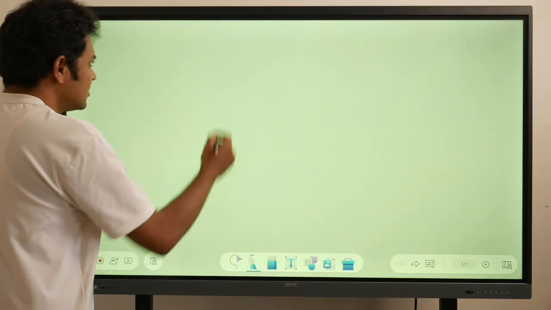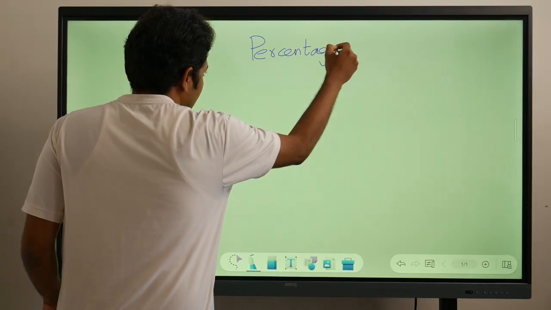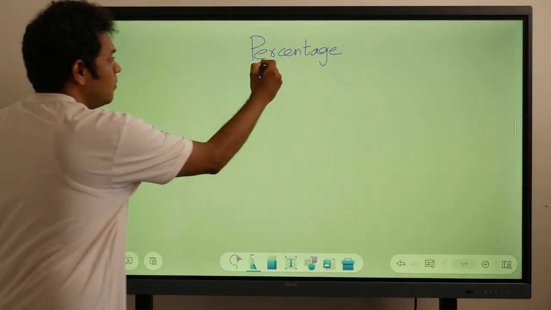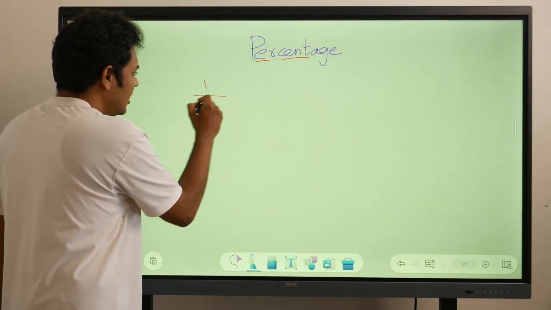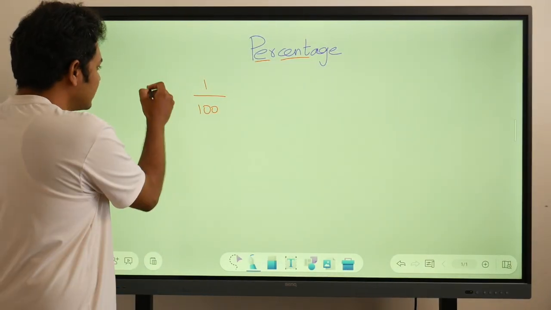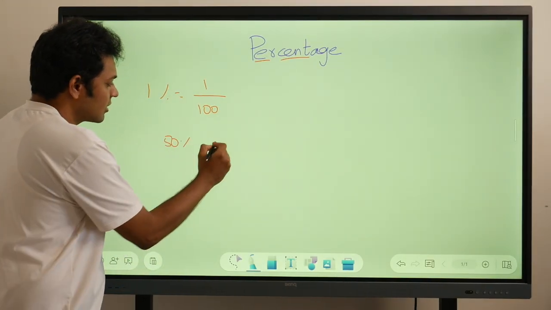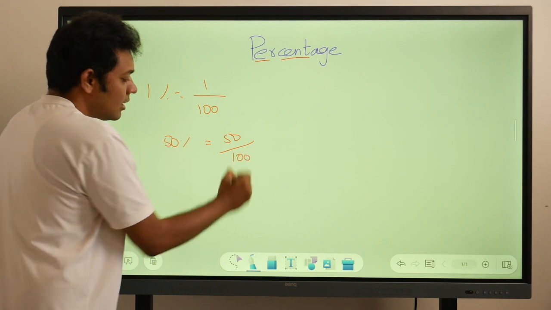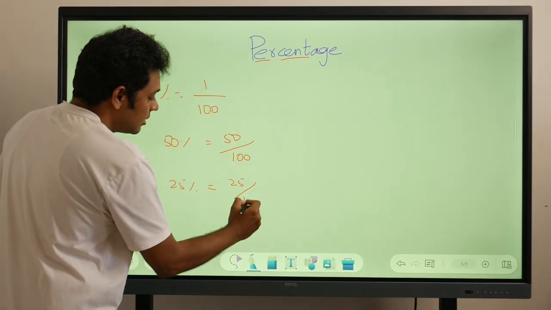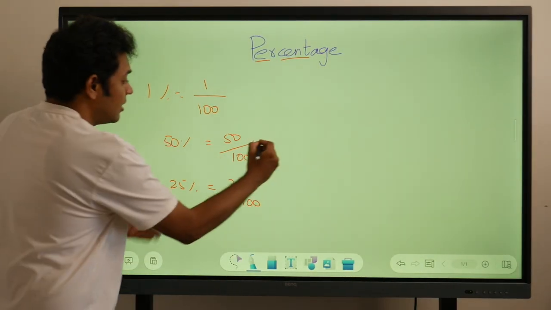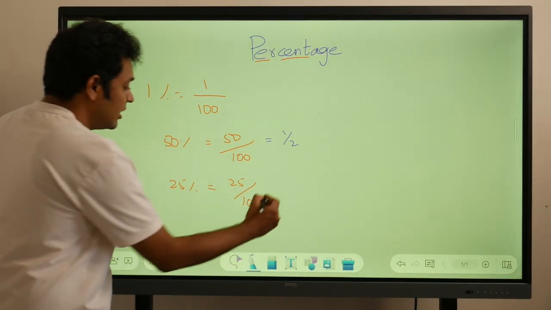Okay, so what is this percentage? As the name suggests, percent, by 100. So 1 by 100, that's percent. So 1% is basically 1 by 100. What is 50%? Which is nothing but 50 by 100. 25% is nothing but 25 by 100. This 50 by 100 can be written as 1 by 2. This 25 by 100 can be written as 1 by 4.